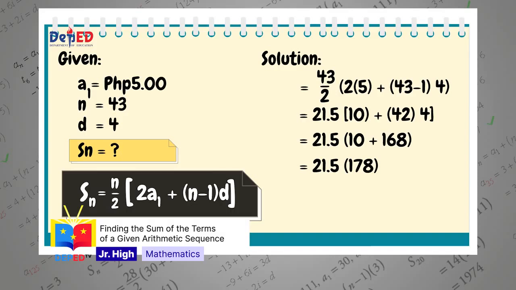S sub 43 is the product of 21.5 and 178, that is equal to 3,827. Thus, after 43 deposits, Jane can save 3,827 pesos.